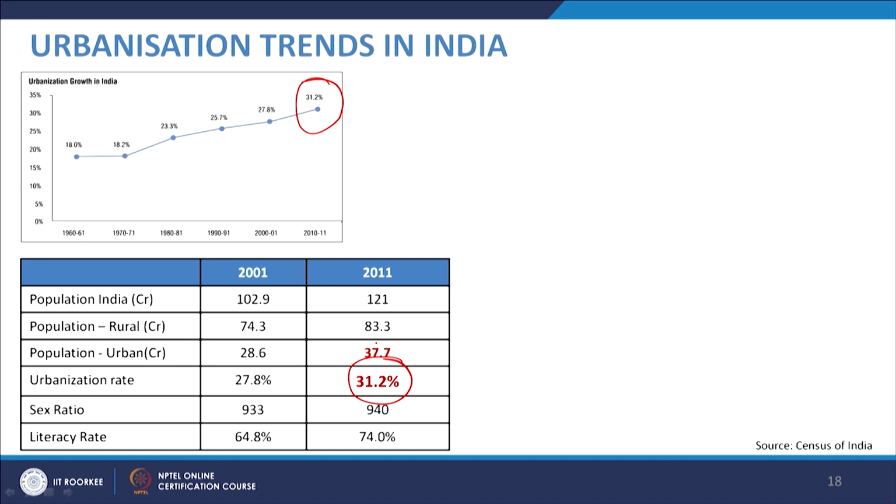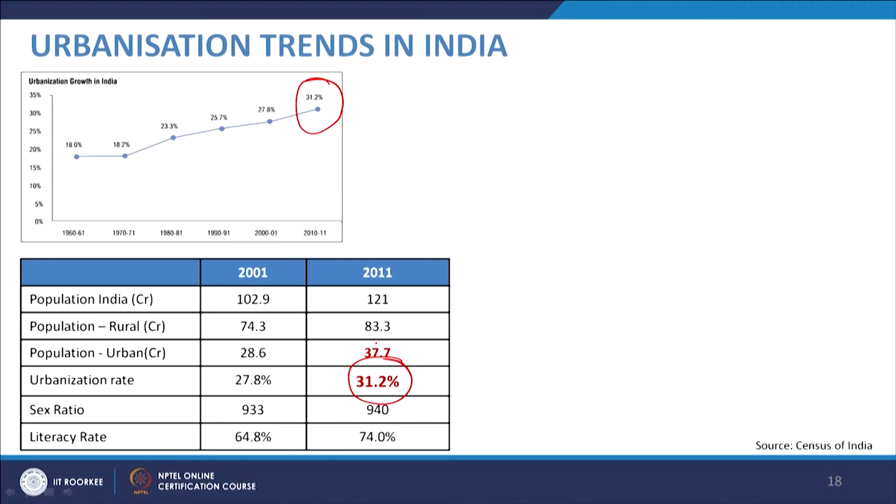That means if in India 3% are there, 1% is living in urban area, 2% are living in the rural area. That is a very simplistic way to remember this. And on the other hand, if we distribute the total population of 121 crore, you can see that 83 crores are there in the rural areas, whereas in the urban area it is about 40 crores.